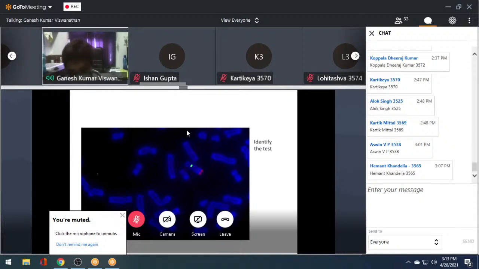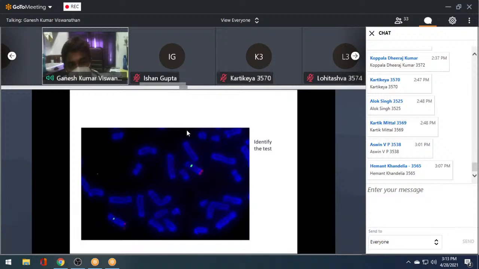Okay. So basically what we do is we look for specific chromosomal regions. This can be normal chromosomal sites or abnormal chromosomal sites. So we use fluorescent probes. What does fluorescent probe mean? The probe has some fluorescent material attached to it. So what is the function of the probe? The probe binds to a specific part in the chromosome.